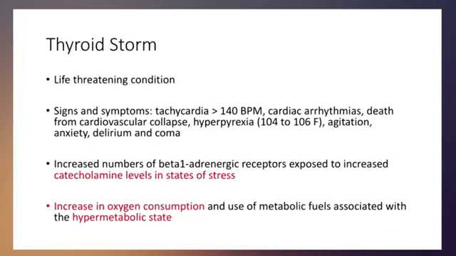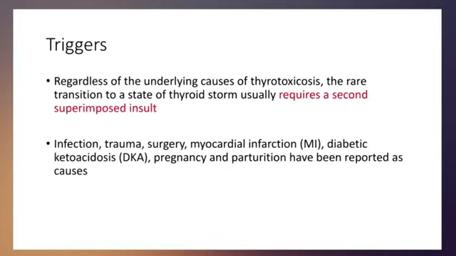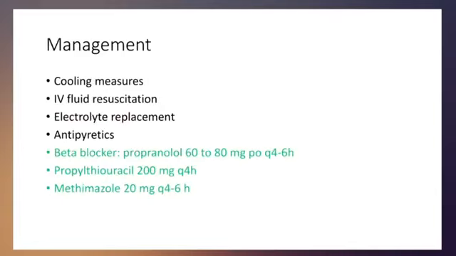which is a life-threatening condition characterized by tachycardia, cardiac arrhythmias, death from cardiovascular collapse, hyperpyrexia, agitation, anxiety, delirium, and coma. It is a state of hypermetabolic emergency due to increased catecholamines caused by Graves' disease, toxic multinodular goiter, and toxic adenoma. Regardless of the underlying cause of thyrotoxicosis, transition to thyroid storm usually requires a second superimposed insult, such as infection, trauma, history of surgery, or DKA.